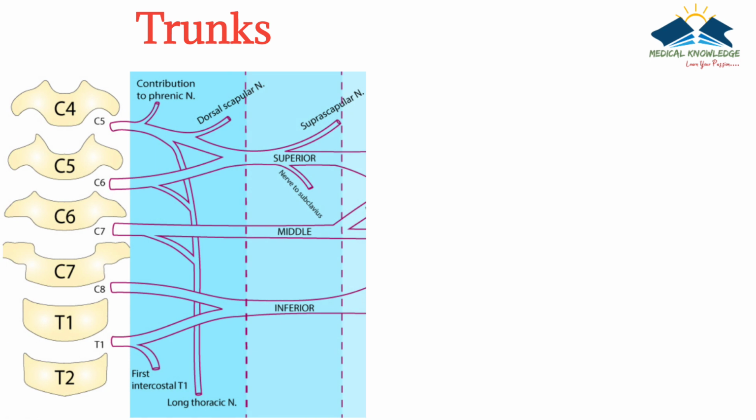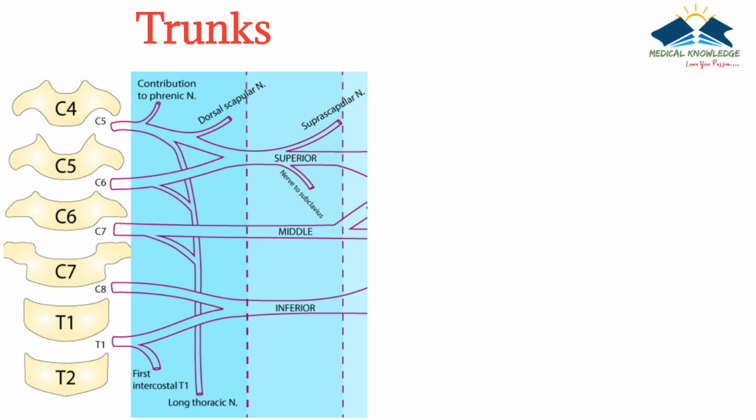Second, trunks. These roots merge to form the trunks. C5 and C6 merge to establish the upper or superior trunk. C7 continues to form the middle trunk. And C8 and T1 merge to establish the lower or inferior trunk. The suprascapular nerve arises from the upper trunk, and this nerve innervates the supraspinatus and infraspinatus muscles. Nerve to subclavius also arises from the upper trunk.